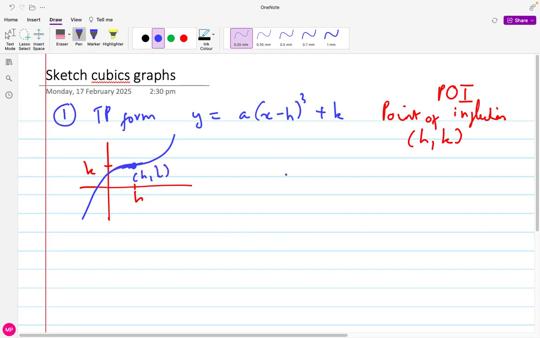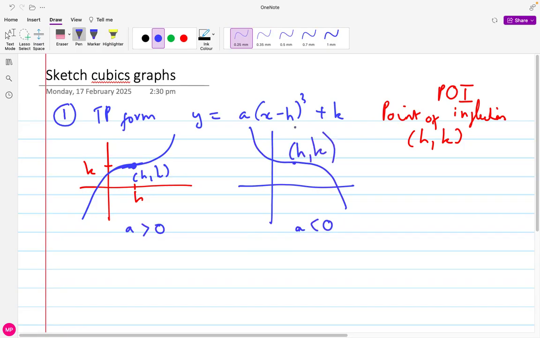Otherwise, if your graph is negative, so a is less than zero, then your cubic will go like this instead, and the point of inflection is h and k here.